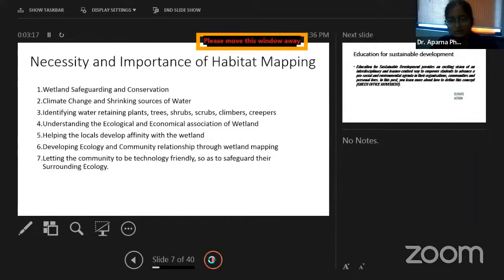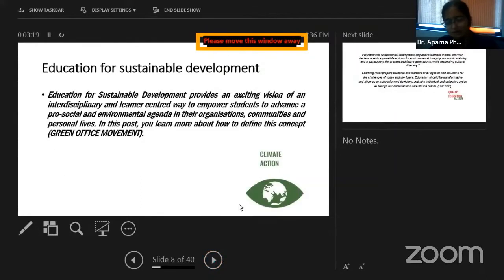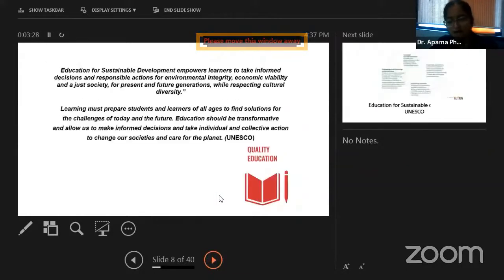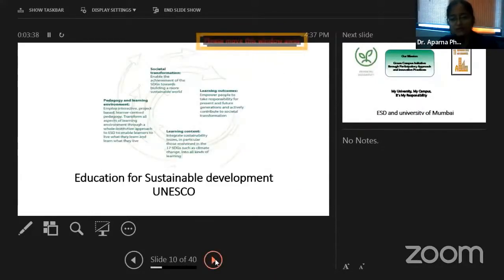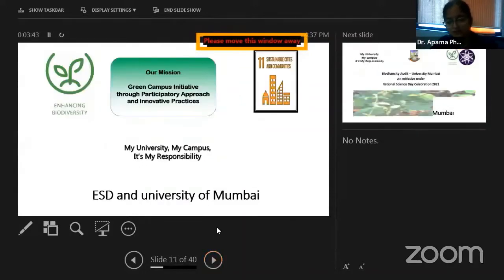What we did was we extended this particular effort and we converted this into education for sustainable development, and how we can convert the university campus into a green campus, and how we can initiate a climate action. At the same time, how we can integrate this climate action into quality education. And then this is how we went further for introducing one specific program, and that is My University, My Campus, It's My Responsibility. That is a slogan, and it is the Green Campus Initiative through participatory approach and innovative practices.